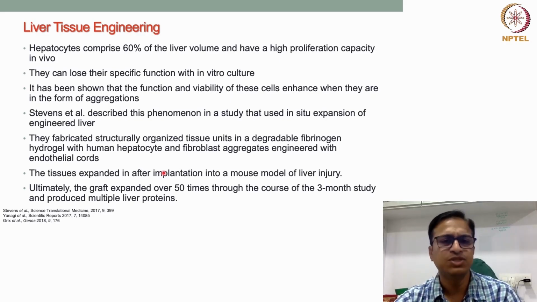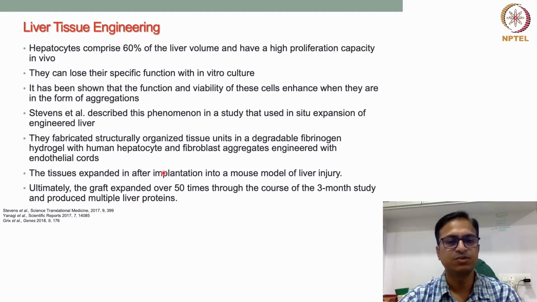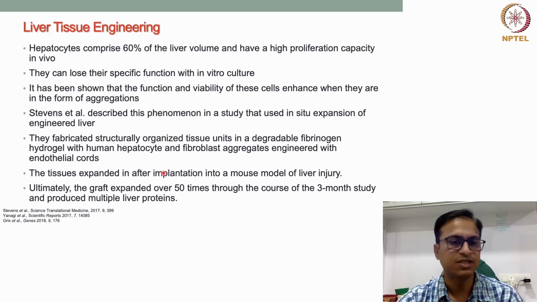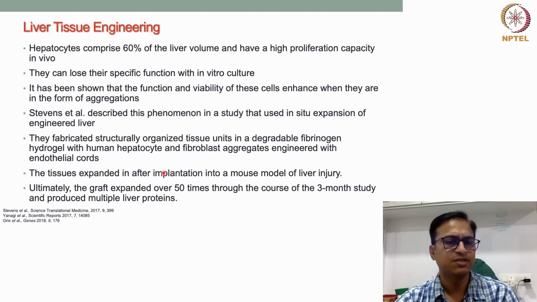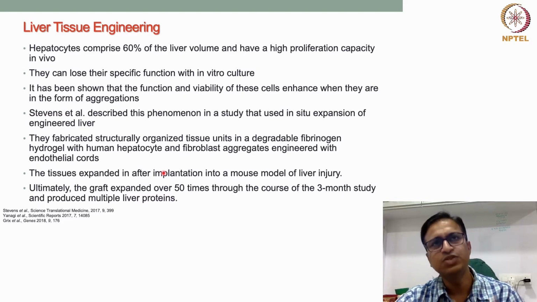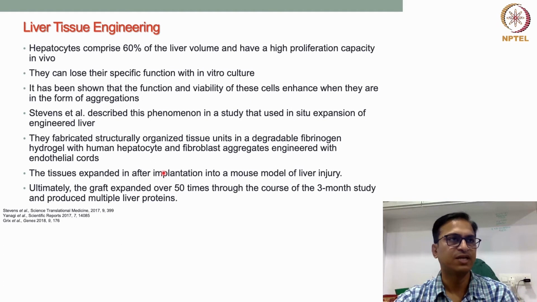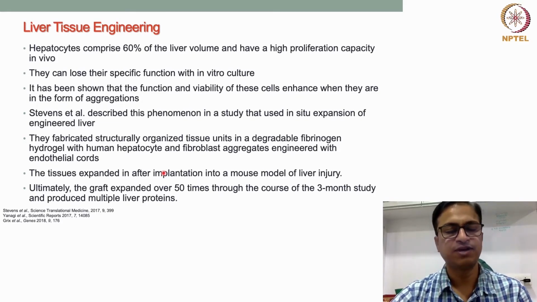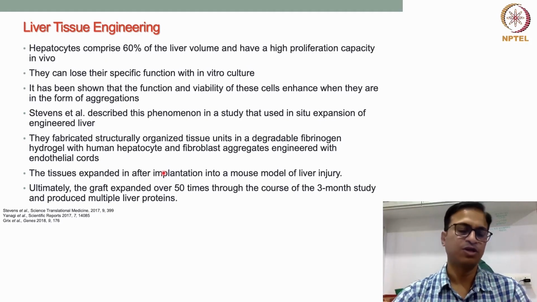But it has been shown that the functional viability of the cells can be enhanced when they form aggregations. Suppose we culture them together and they form aggregations, then the viability of these cells is enhanced. That's the way by which we can devise our strategy for liver cell culture. There is another study by Stevens et al. which described that in situ expansion of these liver cells is possible to engineer liver in that form of aggregation. If we induce aggregation of these cells and then culture them, the viability of these cells is enhanced, and for a longer duration we can culture them.